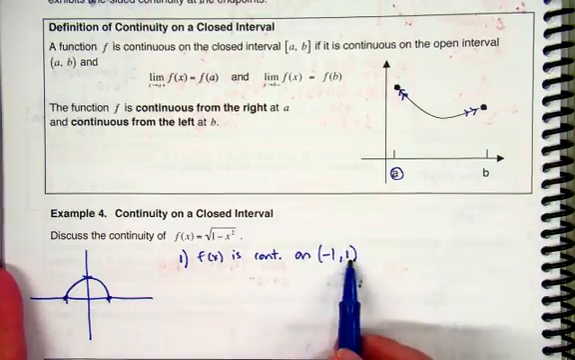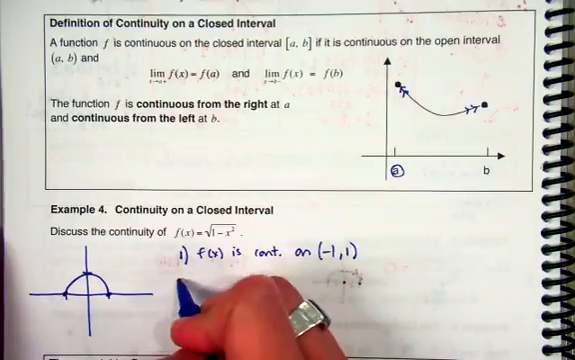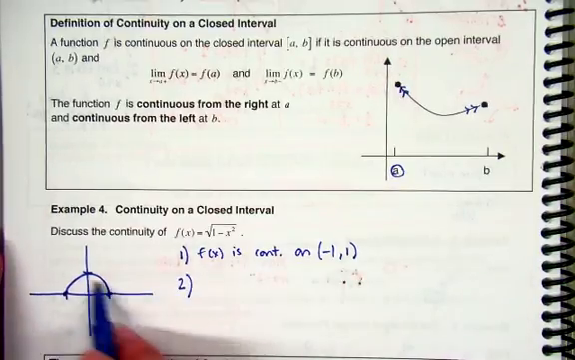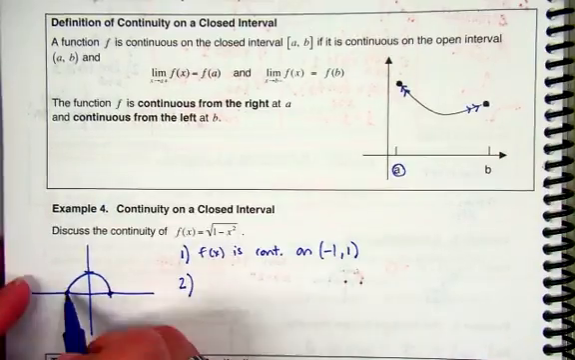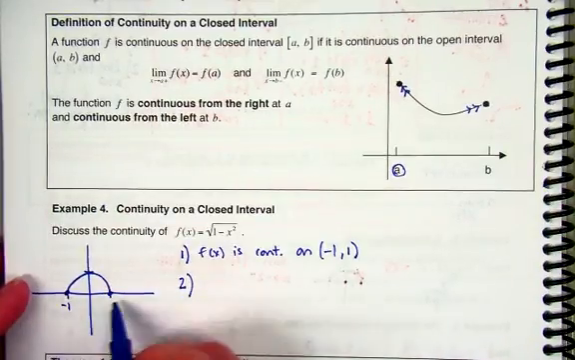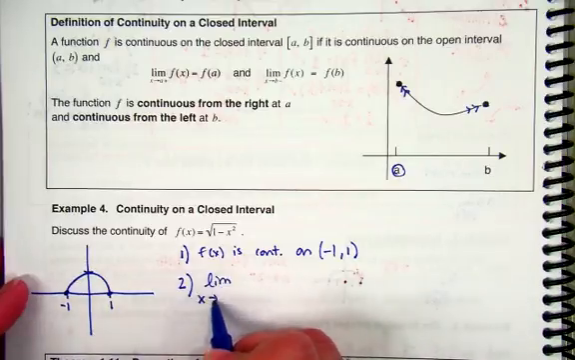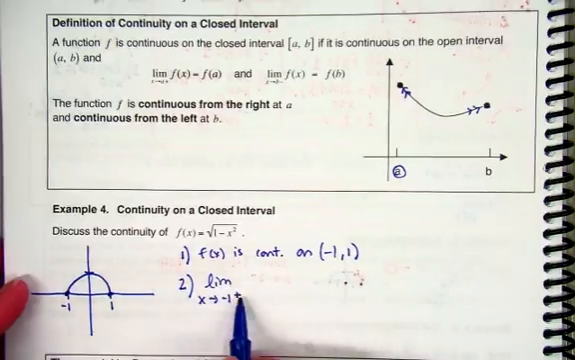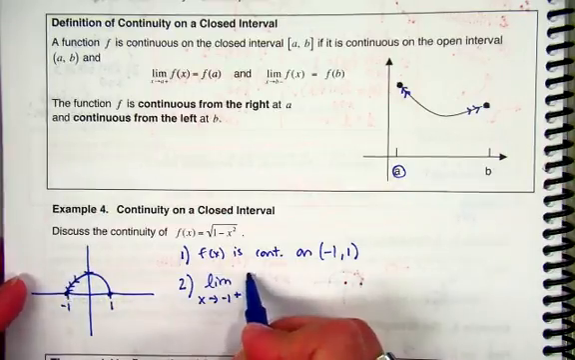Okay, that's the open interval. And you can just say that by looking at the graph. That's good enough, because it's continuous everywhere on that inside part. And now what I have to do is look at the right-hand limit over here at -1, and the left-hand limit over here. So let's look at the right-hand limit at -1. Well, what is the right-hand limit at -1? It's equal to 0.